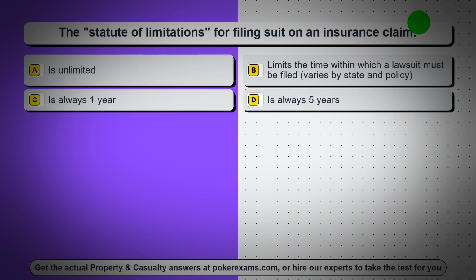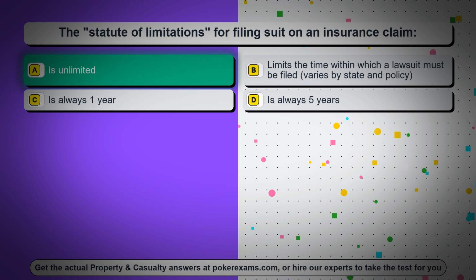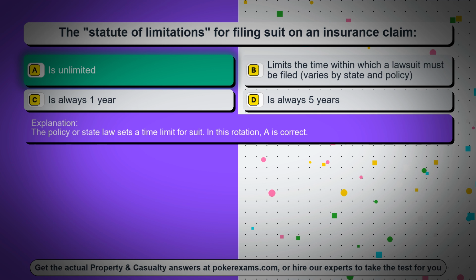Question 35. The statute of limitations for filing suit on an insurance claim, option A, is unlimited. Option B limits the time within which a lawsuit must be filed, varies by state and policy. Option C is always 1 year. Option D is always 5 years. The correct answer is option A, is unlimited. The policy or state law sets a time limit for suit. In this rotation, A is correct.